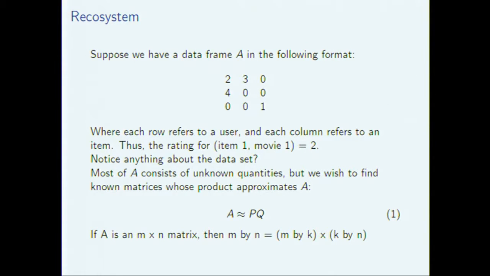That's because not every user has rated every movie. And so what non-negative matrix factorization does is basically take one big matrix A and break it down, decomposing it into two smaller matrices, such that when multiplied, you would get an approximation of the values in A.